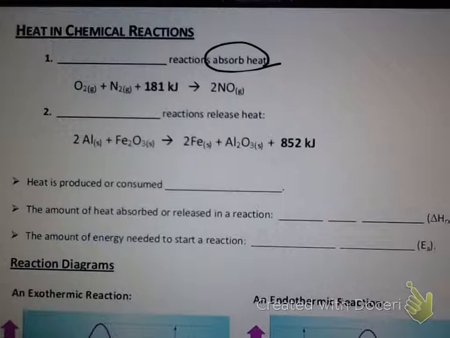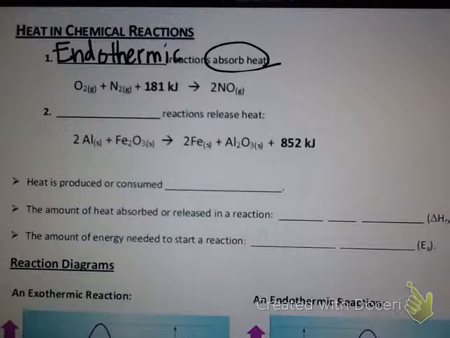Well, thermal energy is related to heat energy. So we're going to use that base word thermic. So if something absorbs heat, it means that heat's going into the reaction. That reaction will be referred to as an endothermic reaction. Endothermic. Heat is entering or going into the reaction.